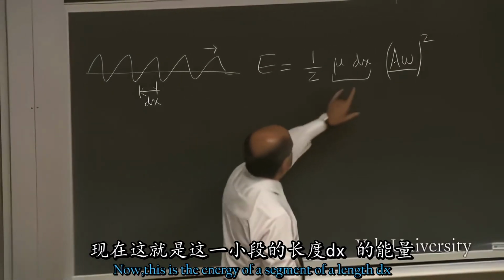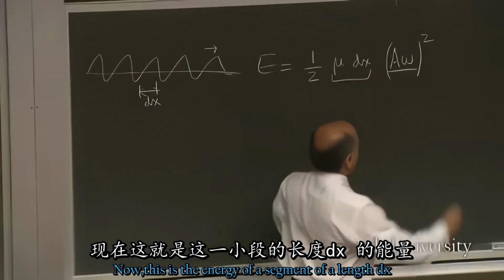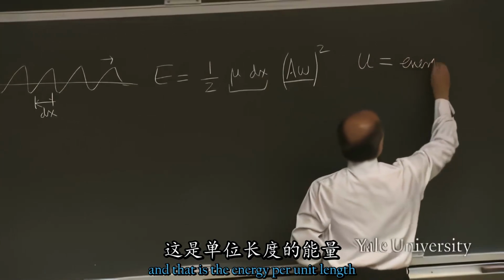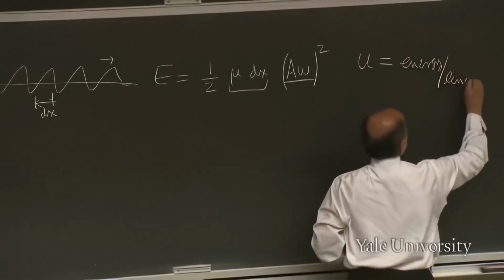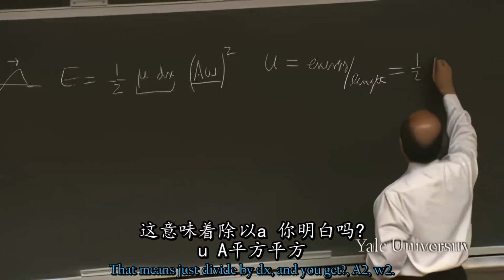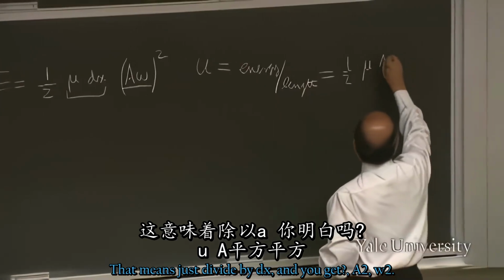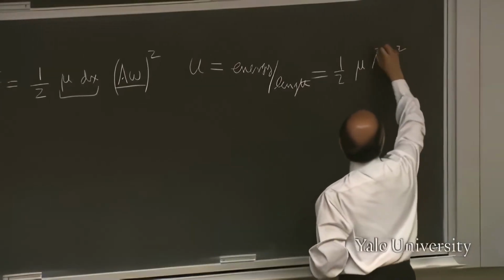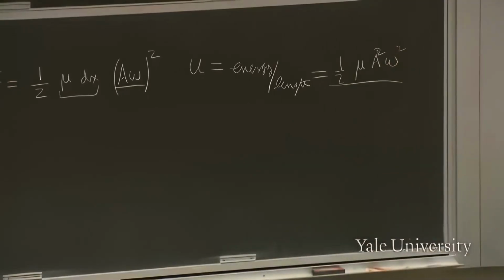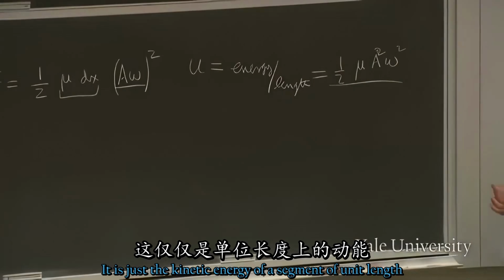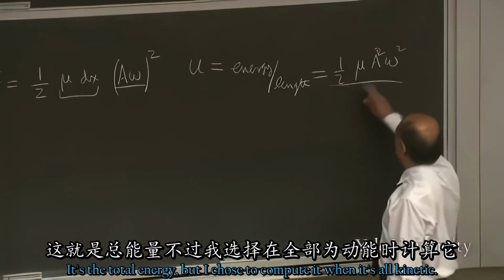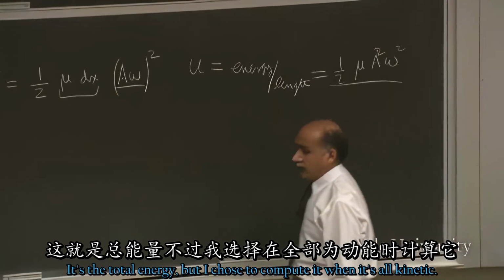Now, this is the energy of a segment of length dx. So what we normally define is a quantity called little u, and that is the energy per unit length. That means you just divide by dx, and you get 1/2 mu A squared omega squared. It is just the kinetic energy of a segment of unit length. It's the total energy, but I chose to compute it when it's all kinetic.